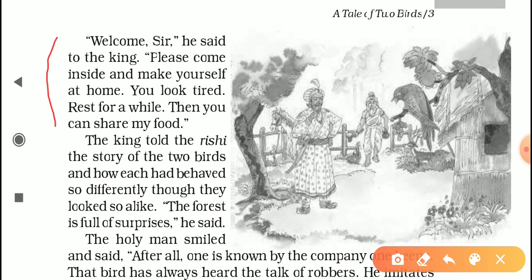Because he always hears the rishi talk like that. The rishi is a very good person and he always welcomes people. So that is how the bird has learned it.